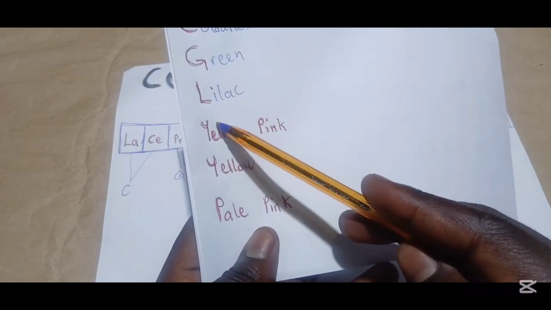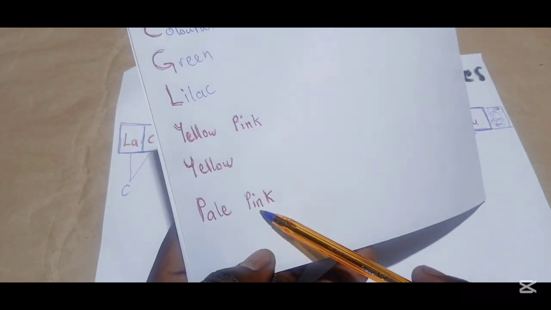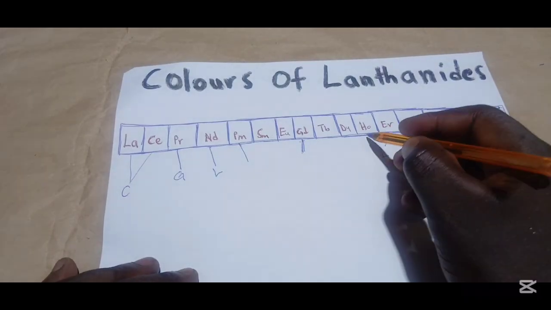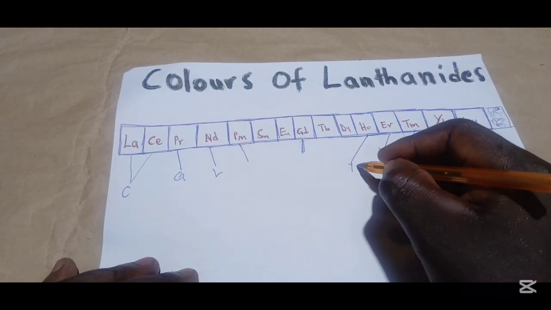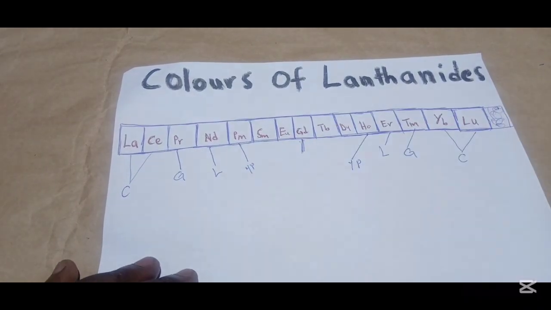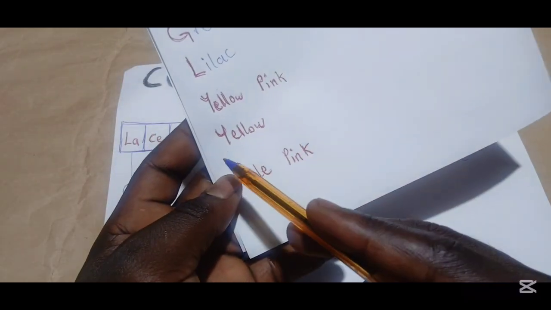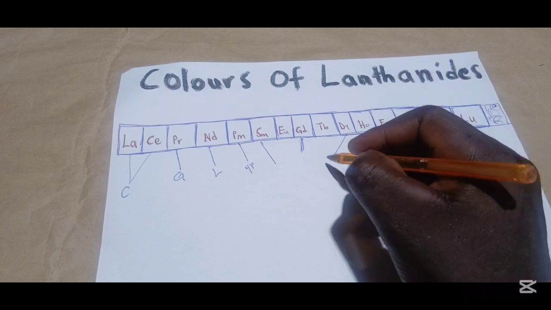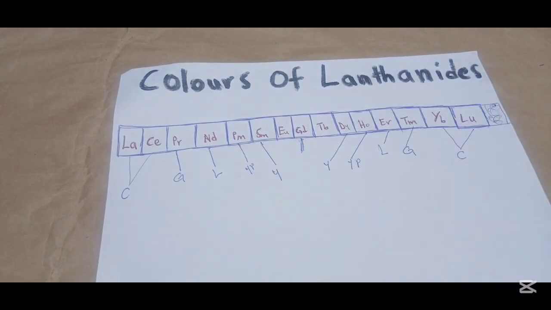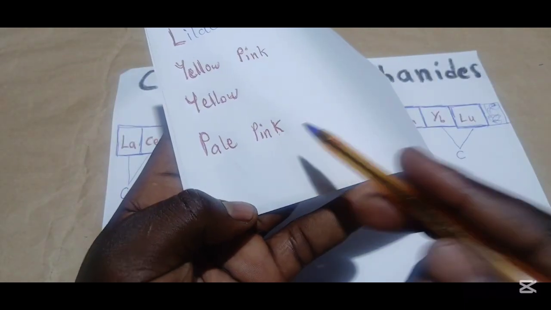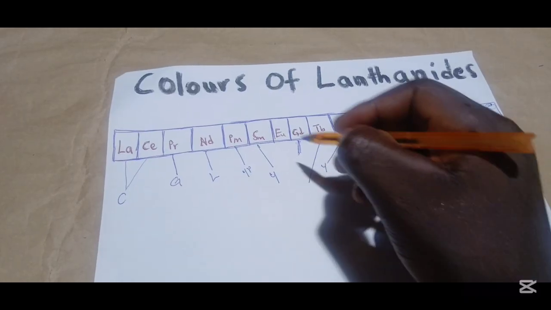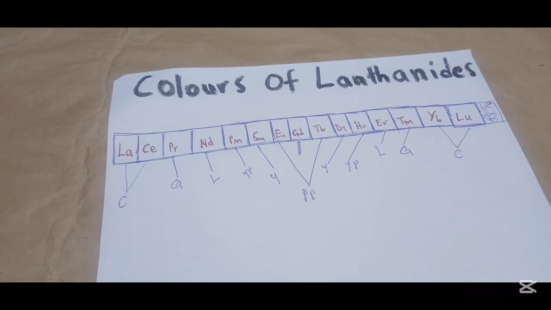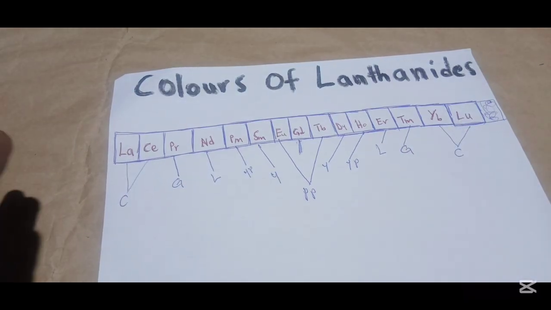So now yellow, pink, yellow, pale pink. Yellow, pink: one from the left and one from the right. So yellow, pink, yellow, pink. We are done with yellow, pink. And now yellow, one from the left and one from the right. Yellow, yellow. And now what is our last color? We have the pale pink. Pale pink, one from the right, one from the left. So this is the easiest way you can record the colors of the lanthanides.